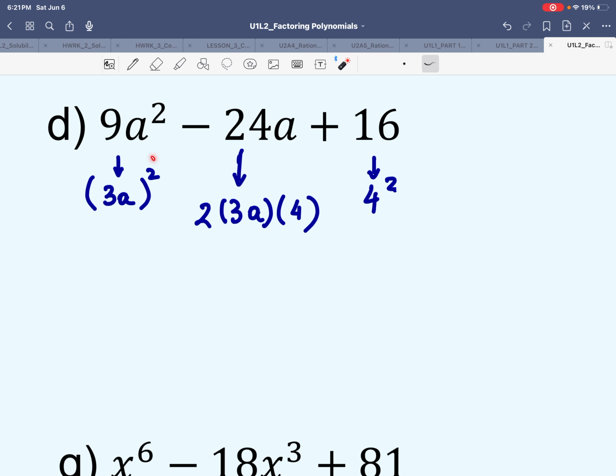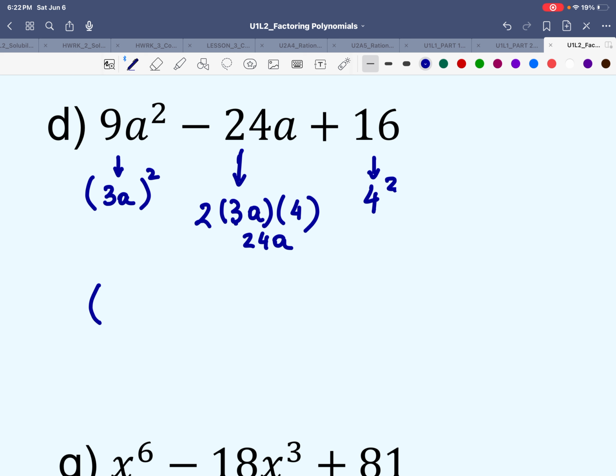So you check the first and the last term if they're perfect squares, and then you express them as powers of 2. Check and see if the middle term fits into the formula. So as you can see here, 2 times 3 is 6, times 4, 24a. So that would be part of the formula. So it is a perfect square trinomial indeed.